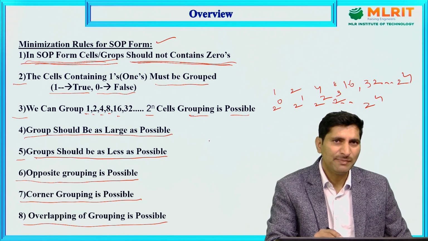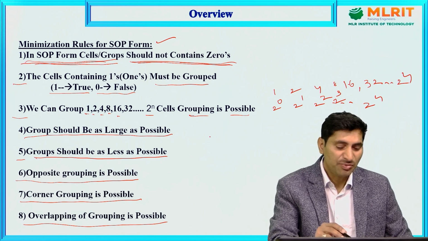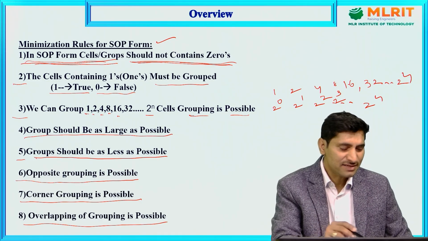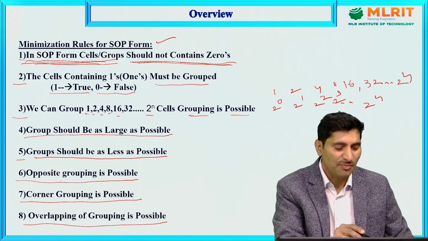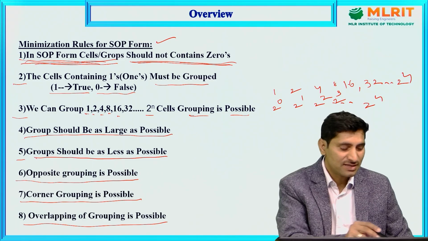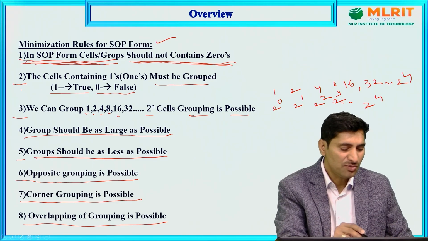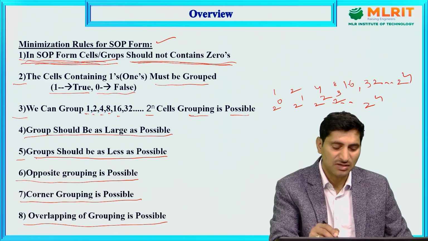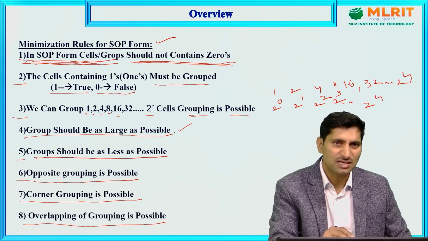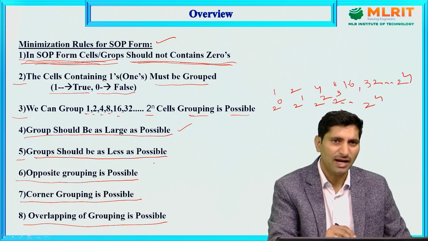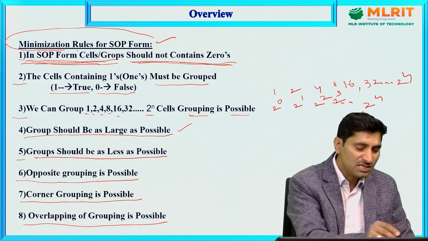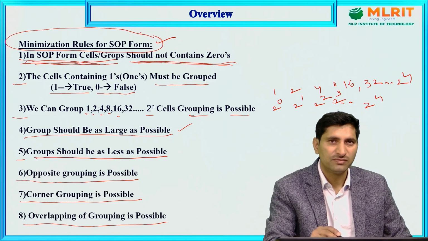While we are doing minimization of SOP form, we need to follow these 8 rules. One, the cells should not contain zeros while we are grouping. Second rule, the cells containing 1 must be grouped. Third rule, we can group in terms of 2 power n cells, and the group should be as large as possible, and the number of groups should be as small as possible, and opposite grouping, corner grouping and overlapping of grouping are possible. These are the rules for minimization of SOP form using K-map.